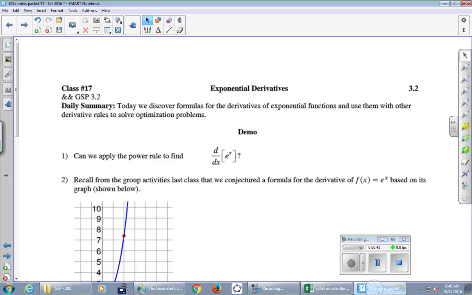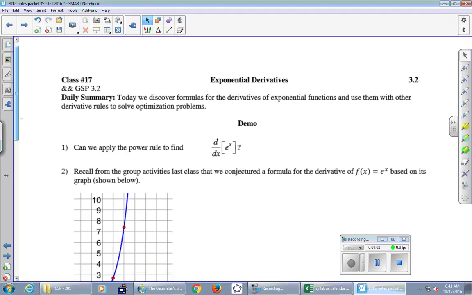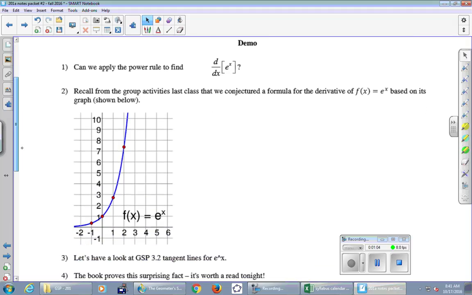Okay, so on page 19, we'll start up here at the top with our summary. Today we discover formulas for the derivatives of exponential functions and use them with other derivative rules like product rule, quotient rule, chain rule to solve optimization problems. These optimization problems, despite how much you don't like them, are not going away. They're going to be a thread through the semester. When we see new derivative rules, we get to do new kinds of optimization problems.